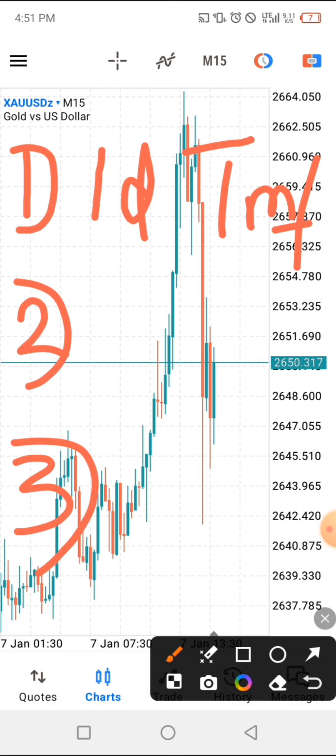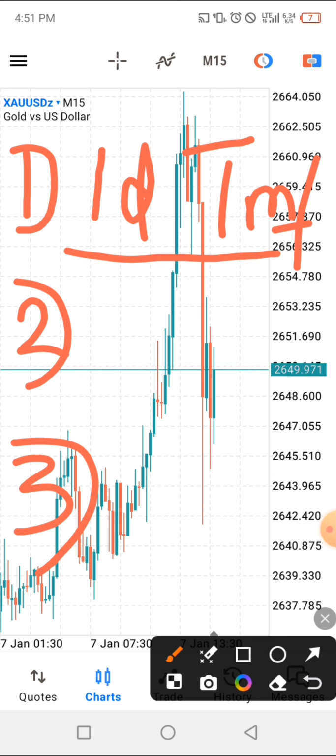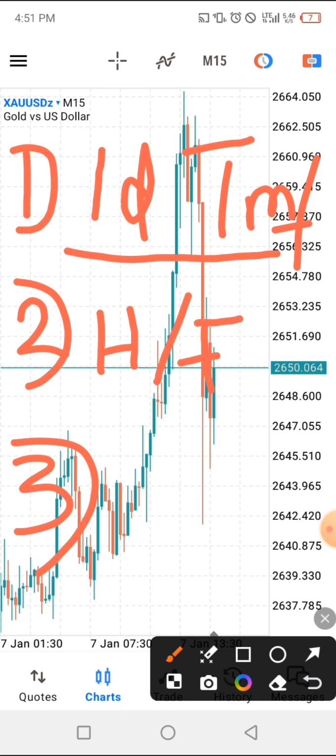Once you've identified this, you always do your analysis from the higher time frame. Start from the weekly time frame. What is the market doing in the weekly time frame? Is the weekly time frame trying to print a bullish candle, or is it trying to print a bearish candle?